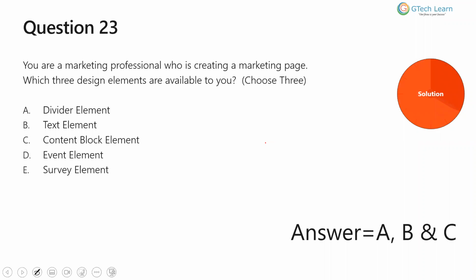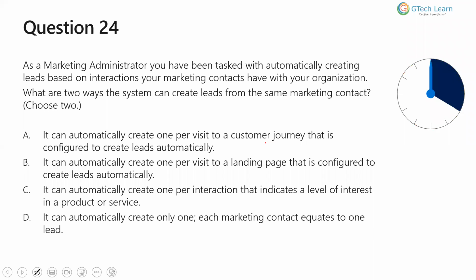Okay, so the correct answer is going to be the option A, B, and C: divider element, text element, and content block element. The next question we are having in line is, as a marketing administrator, you have been tasked with automatically creating lead based on the interactions your marketing contacts have with your organization. What are the two ways the system can create the leads from the same marketing contact?